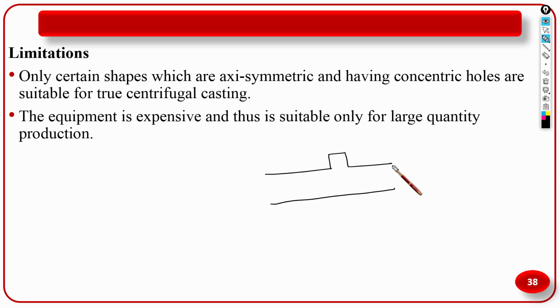This is a pipe. You cannot cast it because it is not symmetrical, clear. And second thing, the equipment is expensive, because it has to be rotated. Wherever you find rotational movement, there is a problem that the equipment will be expensive.